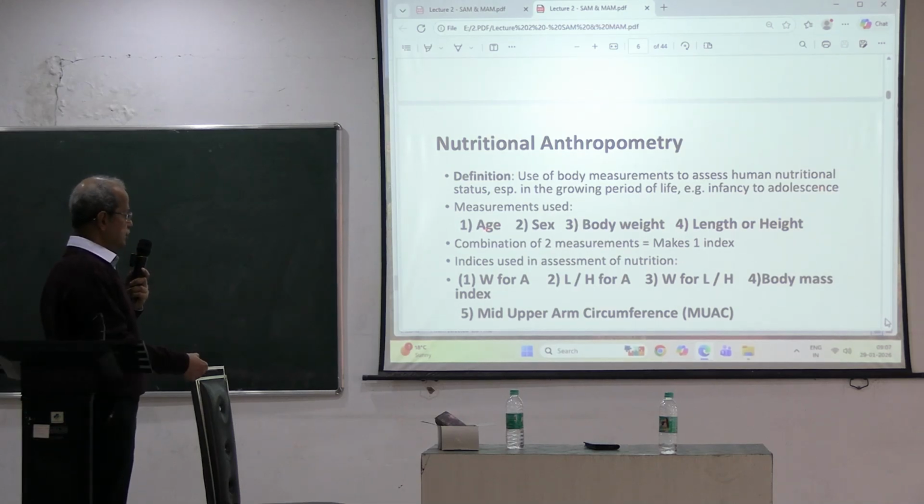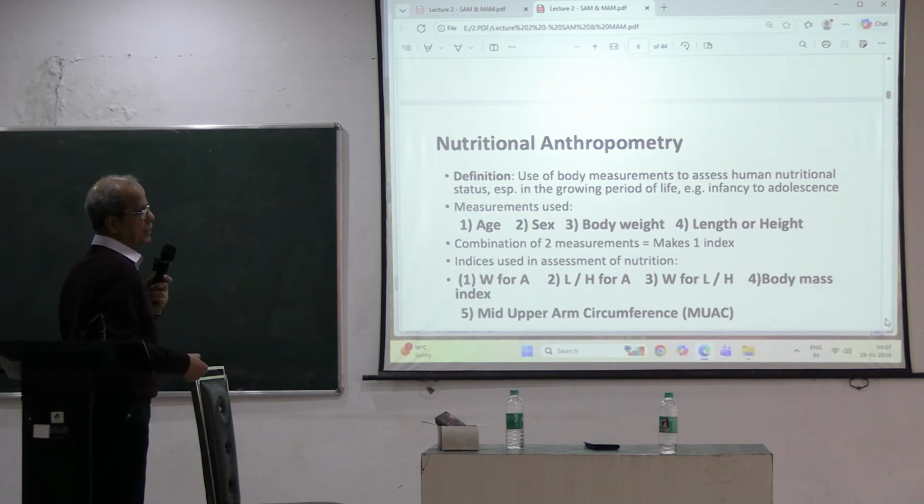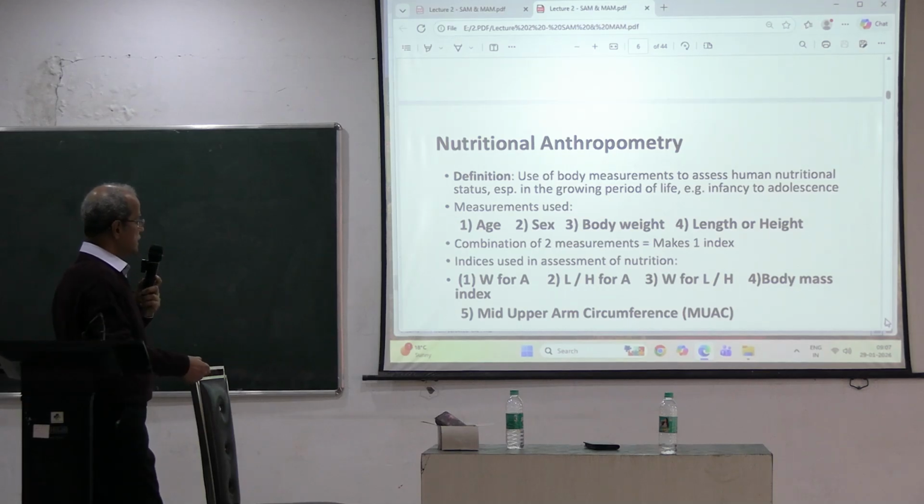We have to record the age, we have to record the gender, we have to record the body weight, and we have to record the length or height, as the case may be. Now we have to combine the two measurements to make one index, like weight for age. There are definite charts made by WHO and made by our Indian Academy of Pediatrics, which will tell you whether the child is malnourished. Say a child of 4 years comes to you in your clinic, and we see that the weight of the baby is only 12 kg. From the chart, you will understand that the weight should be around 16 kg. So you know the child is malnourished. This is how we measure weight for age.